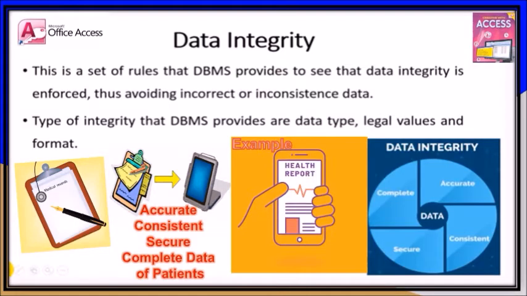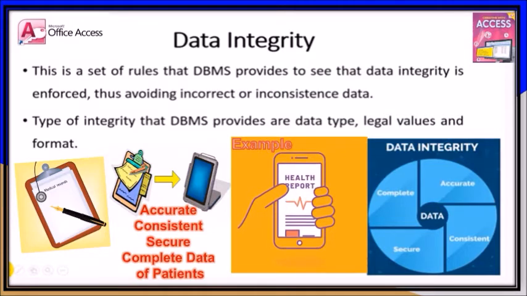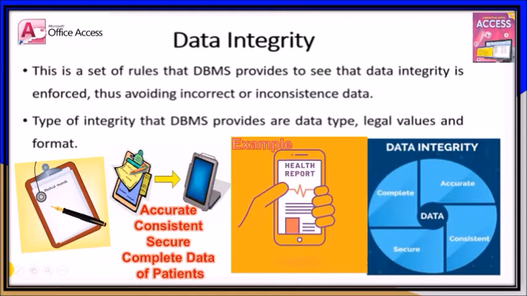Data integrity. This is a set of rules that DBMS provides to see that data integrity is enforced, thus avoiding incorrect and inconsistent data. The types of integrity that database management system provides are data type, legal value and format. The best example is the medical report, where the data integrity should be accurate, consistent, secure and complete. So these are the main features of data integrity in database management system.